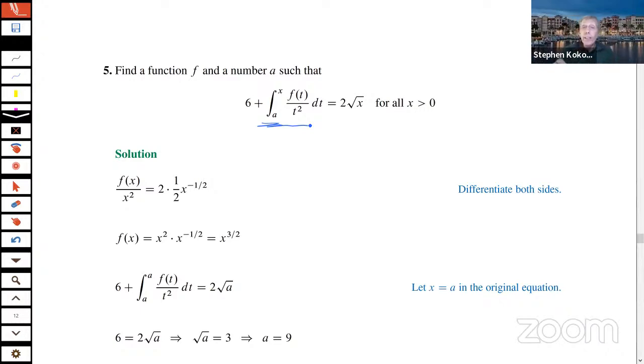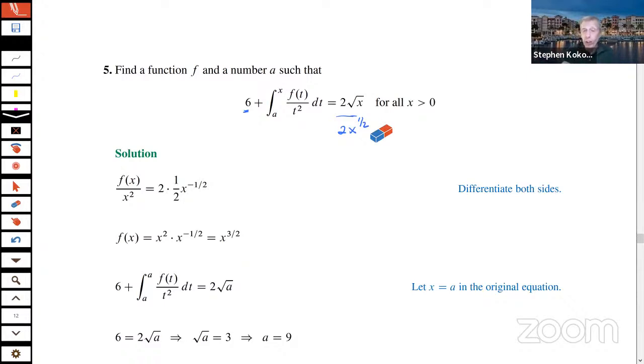So on the left-hand side, I take the derivative term by term. The derivative of 6 is 0. The derivative of this expression is the FTC part 1. So it's f of x divided by x squared. And on the right-hand side, well, this is really what? 2x to the 1/2. So I can take the derivative of that using the power rule. 2 times 1/2 x to the minus 1/2.